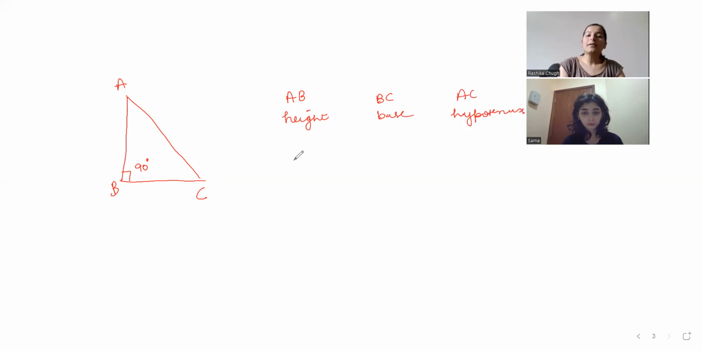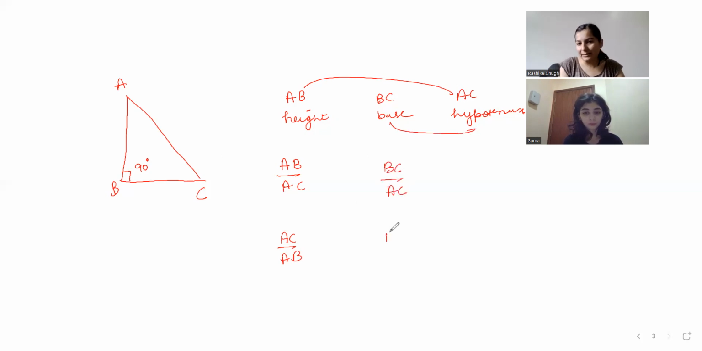Now, we can have three different ratios here. It can be AB over AC. There can actually be six ratios. I'm writing all of them and then we will discuss. You just take two sides at a time and divide them. So AB over AC I have taken. Similarly, we can have AC over AB, the reciprocal of it. Then BC over AC, and its reciprocal AC over BC. Then the third one, AB over BC, and BC over AB as its reciprocal.